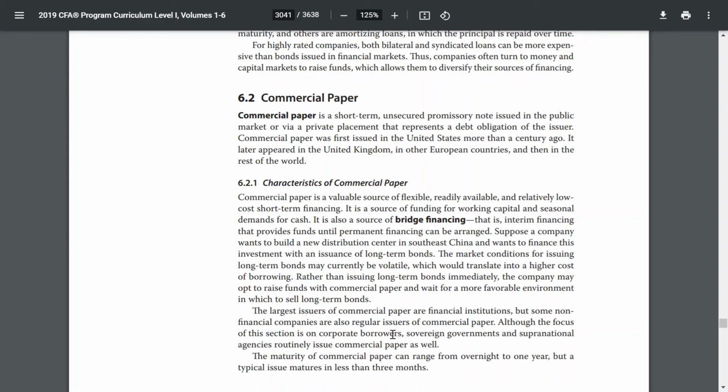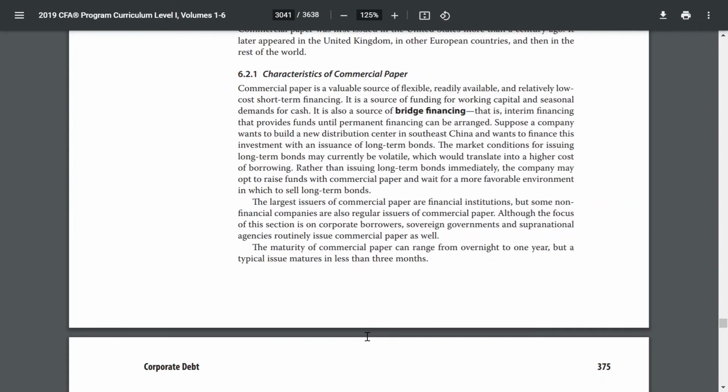Characteristics of commercial paper. Commercial paper is a valuable source of flexible, readily available, and relatively low-cost short-term financing. It is a source of funding for working capital and seasonal demand for cash. It is also a source of bridge financing, that is, interim financing that provides funds until permanent financing can be arranged.